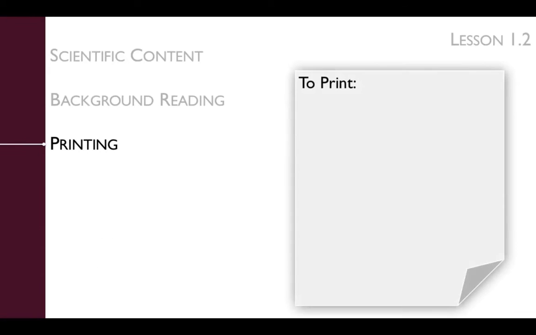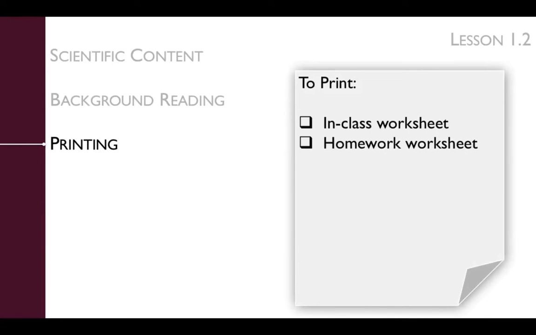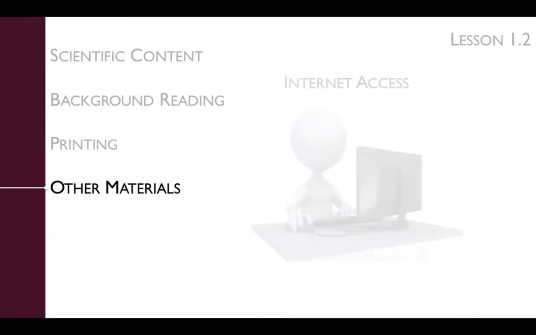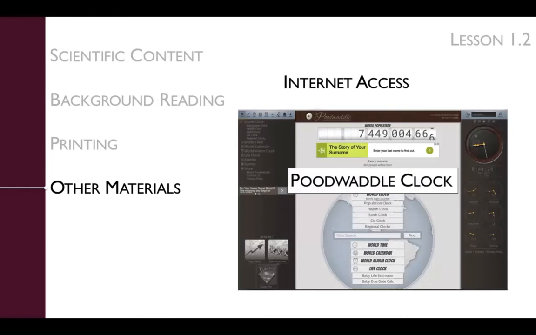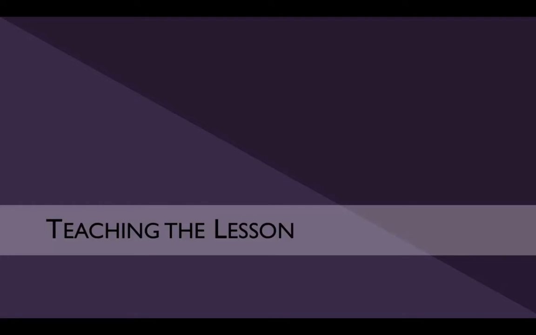Be sure to print the lesson worksheet and the homework worksheet, which are both located in the Lesson 1.2 Curriculum Materials folder. This lesson also requires access to the internet. The Poodwaddle Clock activity works best if students can access it individually or in small groups, but if your classroom has limited technology, you can also run it as a demonstration. It can be accessed through smartphones.